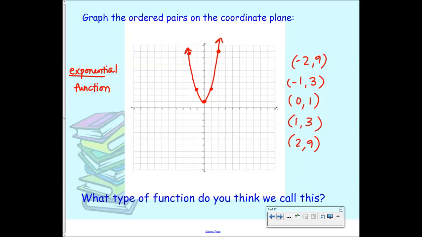We are going to do most of our exponential functions in the second semester, but I want to give you guys an idea. So when you see that, is it linear? No, it doesn't make a straight line. Okay, it makes a U or a V, depending on how you look at it.